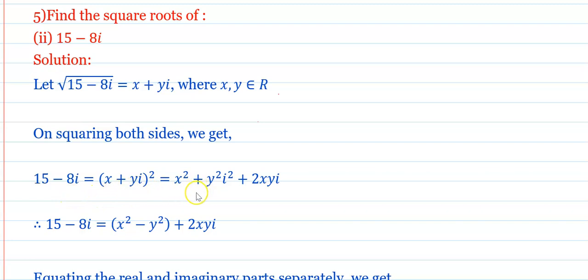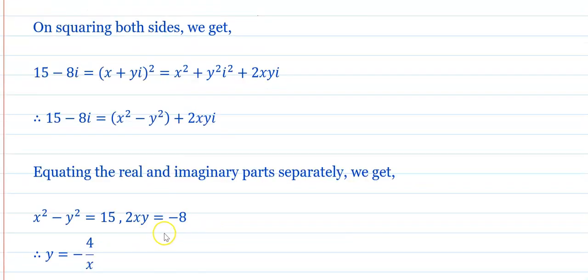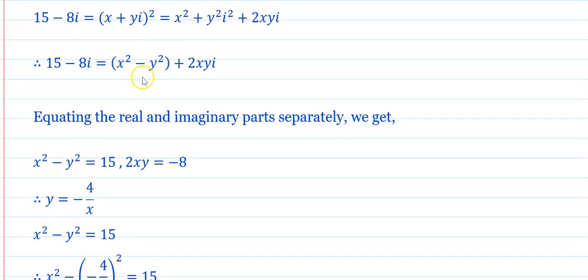Expansion: x square plus y square i square plus 2 times, this is the middle term, 2xyi. Again, i square is minus 1 and therefore you will get x square minus y square plus 2xyi. Again equating the real and imaginary parts, x square minus y square is equals to 15 and 2xyi is equals to minus 8i. i gets cancelled on both sides.